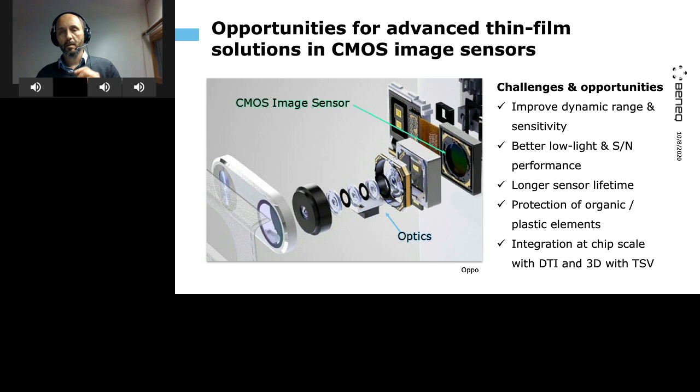Generally, the interest here is further to improve, and this is kind of my challenge and opportunity slide. So it is to improve the dynamic range and sensitivity of these devices, have better low light performance, increase signal to noise ratio, and prolong the sensor lifetime by encapsulating it. There are more organic elements, both in the sensing as well as in optics, coming into play. Those need to be protected also. And then, yes, integration in chip scale.